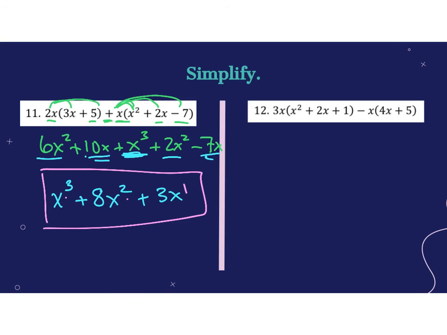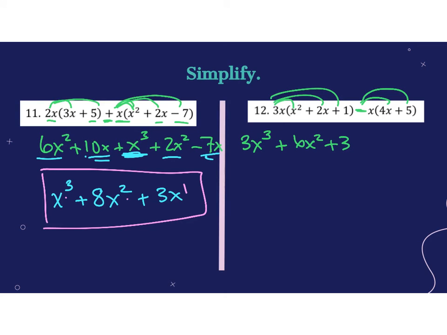So in number 12, I have 3x times the x squared, the 2x, and the 1. And then I have a negative x. Be careful to bring that negative with it. Negative x times 4x and negative x times 5. So in the first set of parentheses, 3x times x squared is 3x to the third. 3x times 2x is 6x squared. And then 3x times 1 is 3x.